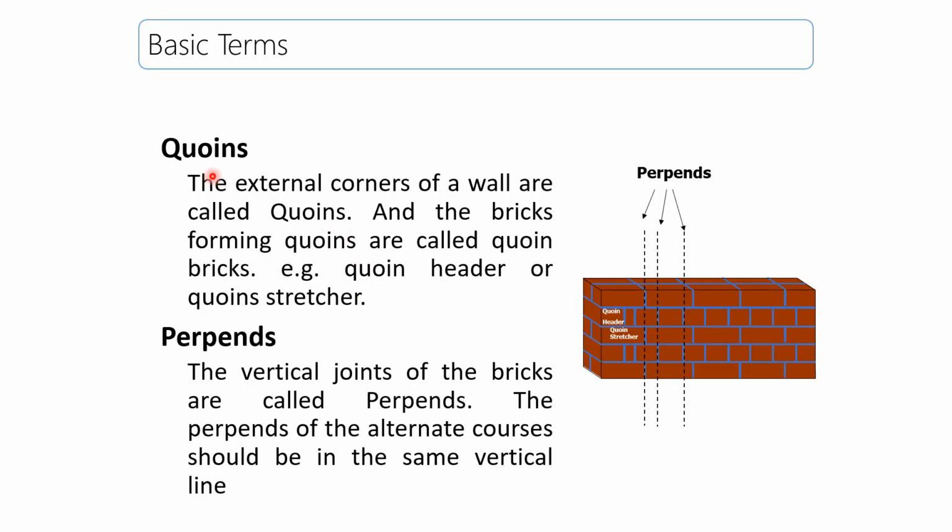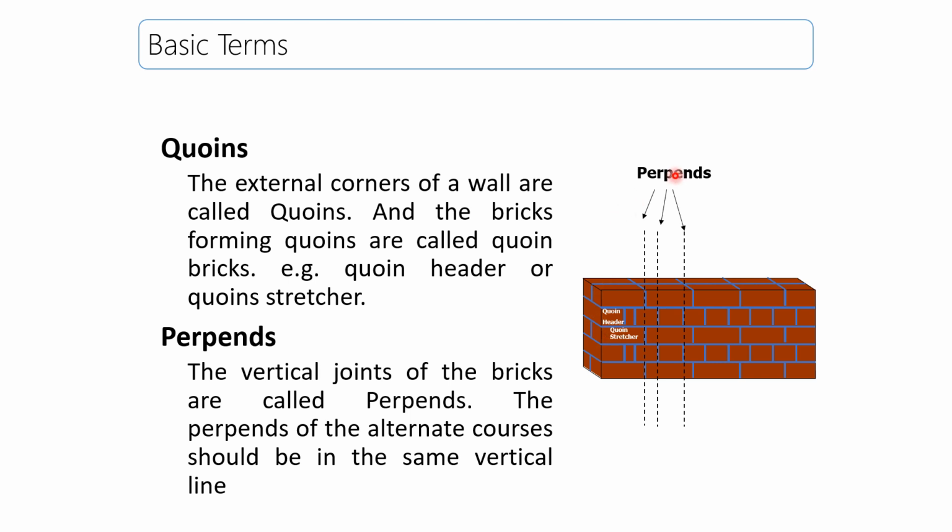Queens and perpends. The external corners of a wall are called queens and the bricks forming queens are called queen bricks. Queen header or queen stretcher. This corner brick which comes at the corner, the header face of the corner brick, that is queen header, and the stretcher face of the corner brick, that is queen stretcher.